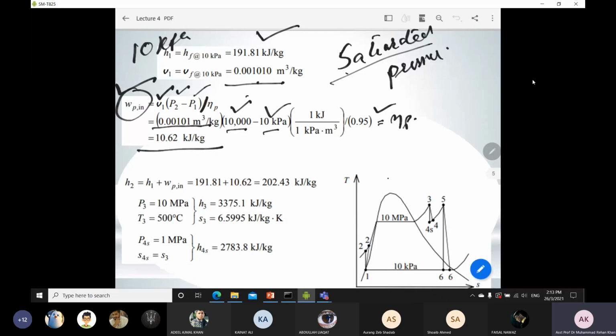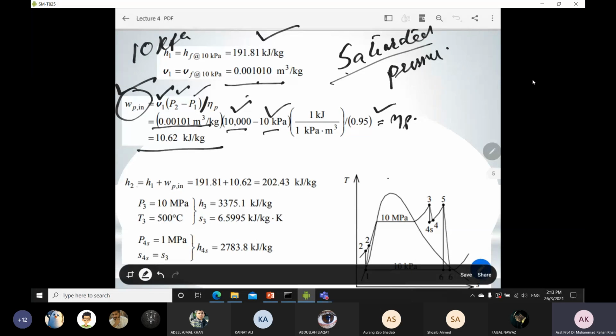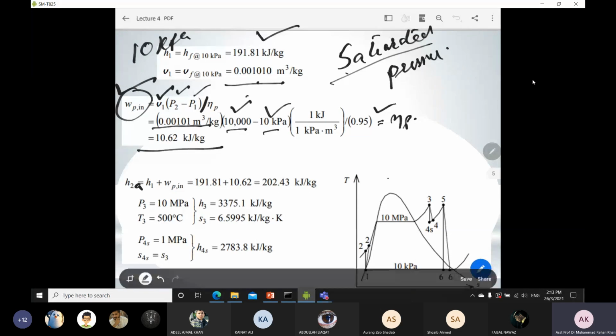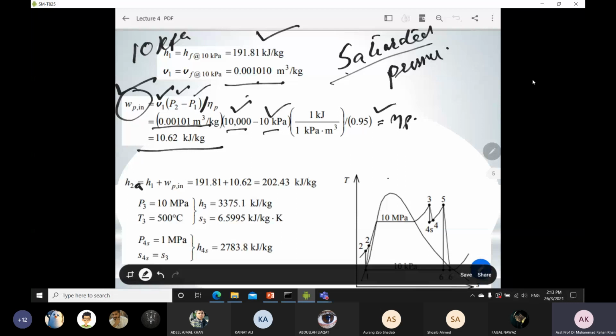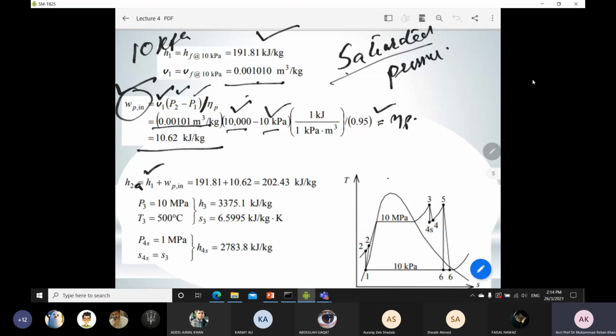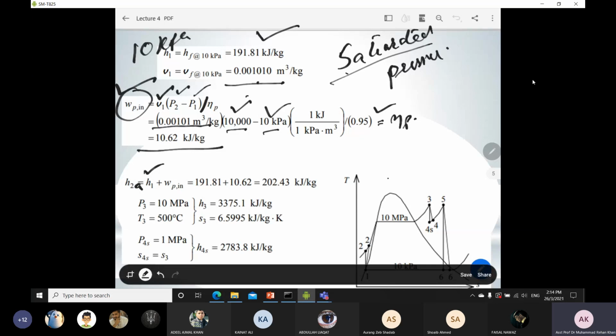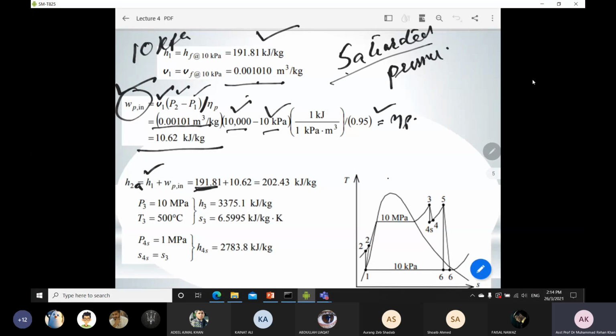Now coming towards the h2. This is h2a, which is the actual one, while there will also be h2s. We have to find the actual enthalpy, because we need the actual enthalpy at all the stages. This is our main objective, because we have to plug the values into the thermal efficiency equation for the actual one, not for the isentropic one. So h1 we've already found from state 1. This comes from your table.